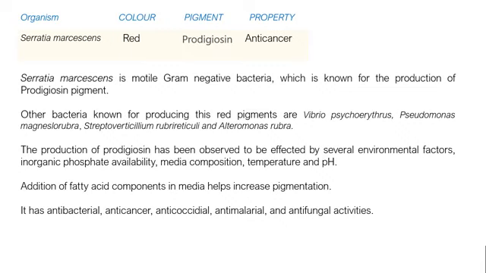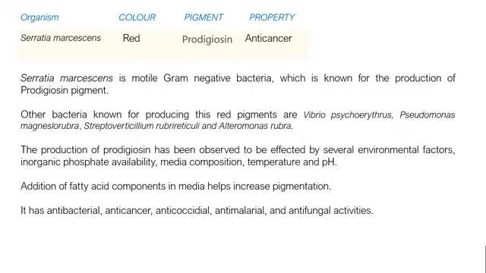Serratia marcescens is known for producing a red color pigment, that is prodigiosin. It is a motile gram negative bacteria and it is known for the production of prodigiosin. The other bacteria known for producing this particular pigment are Vibrio, Pseudomonas, Streptoverticillium and Alteromonas. The production of pigment prodigiosin has been observed to be affected by several environmental factors: inorganic phosphate availability, media composition, temperature and pH. Addition of fatty acid components in media helps increase the pigmentation of this particular bacteria.